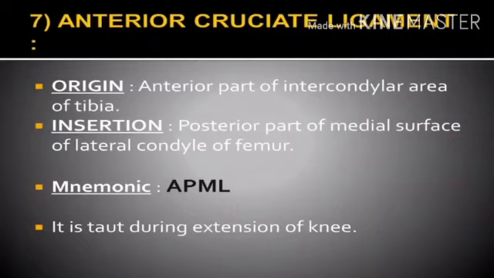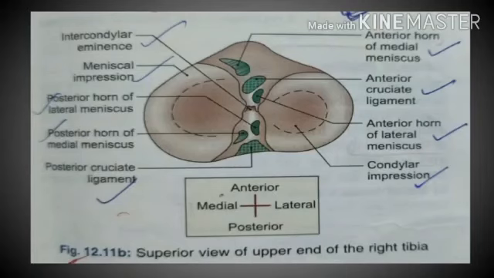So the anterior cruciate ligament originates from the anterior part of the intercondylar area of the tibia, from where the word anterior comes. Insertion: posterior part of the medial surface of the lateral condyle of the femur. I made a mnemonic here to learn its origin and insertion. For the posterior cruciate ligament I made PALM, but for the anterior cruciate ligament it is APML. A is for the anterior part or anterior cruciate ligament, P is for posterior part, M for the medial surface, L for the lateral condyle of the femur.